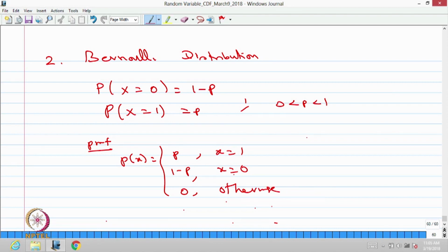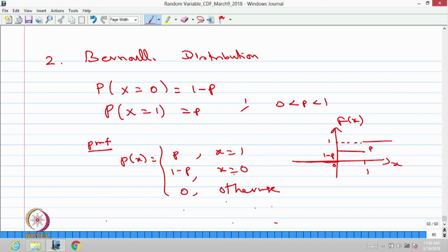You can draw the CDF of this discrete type random variable. X takes a value 0, so till 0 it is 0. At 0 there is a jump of height 1 minus p. At the point 1 it has another jump, that jump value is p, therefore, it touches 1.